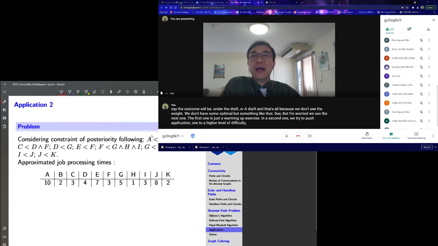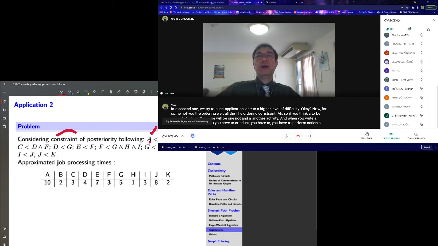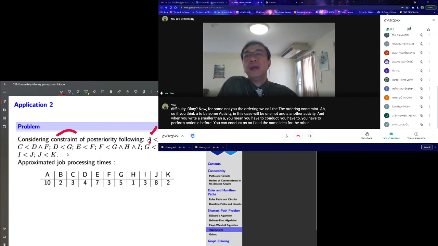Now for some nodes, you define the ordering. We call it the ordering constraint. So if you think of A as some activity, in this case one node, and F as another activity, and you write A is smaller than F, you mean you have to perform action A before you can perform action F, and the same idea for the other pairs. And you have to draw the directed graph following that convention.